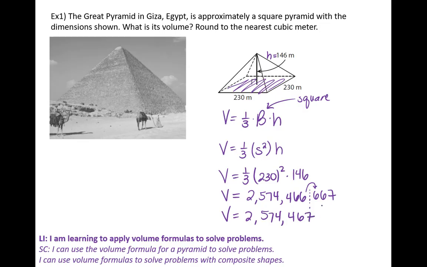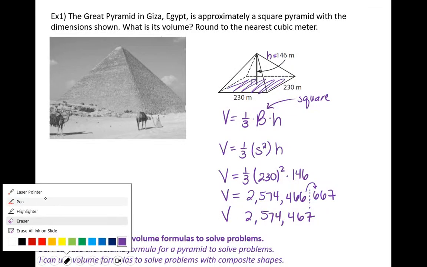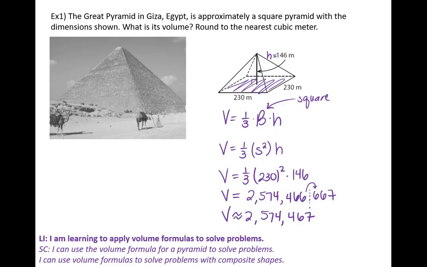And then I want to make sure I include, actually, since I rounded, sorry, I got ahead of myself, this should say approximately because it was rounded. And then I'm going to make sure to include my units, which were meters, and volume is always cubed. So there's our answer, approximately 2,574,467 meters cubed, or you can say cubic meters.